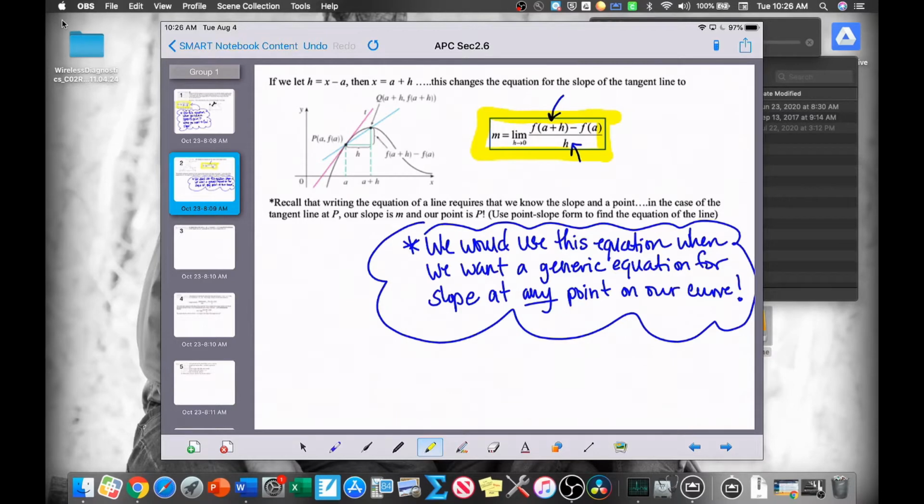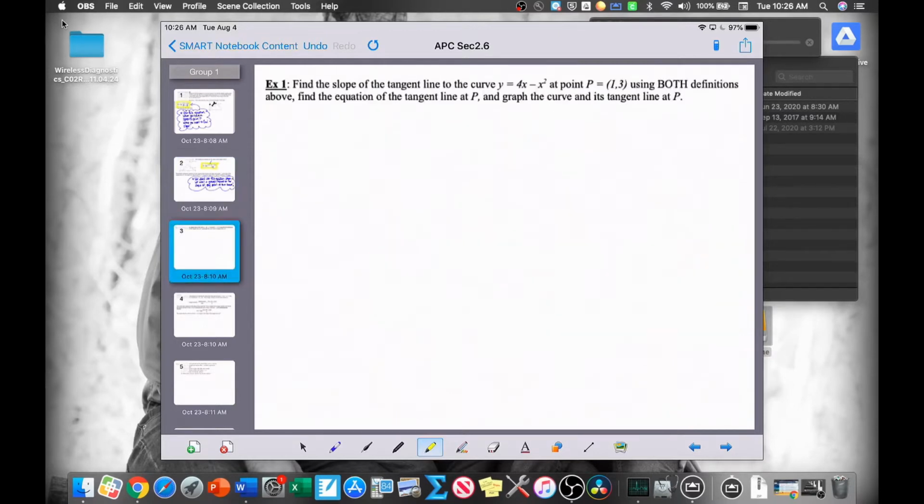Just to illustrate the difference between the two of them, we're going to use both of them in example 1. Example 1 says find the slope of the tangent line to the curve y equals 4x minus x squared at point P, which is 1, 3, using both definitions above, and then find the equation of the tangent line at P and graph the curve and the tangent line. This is a very common problem in calculus.